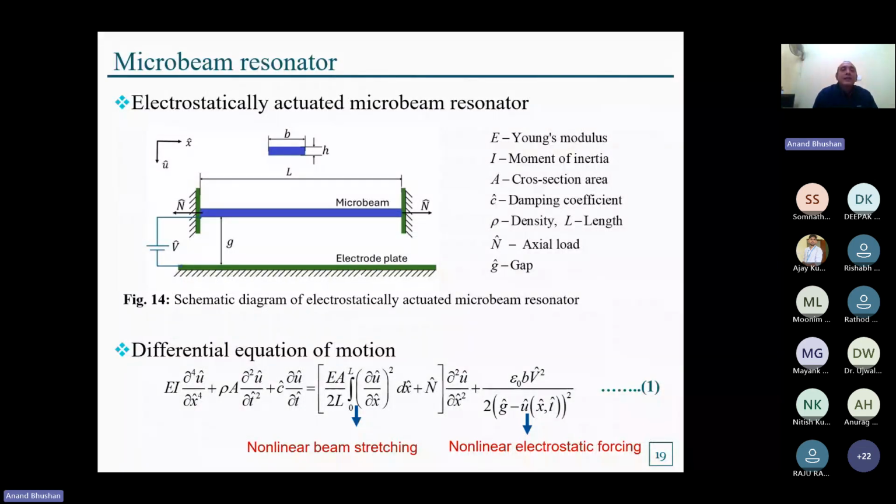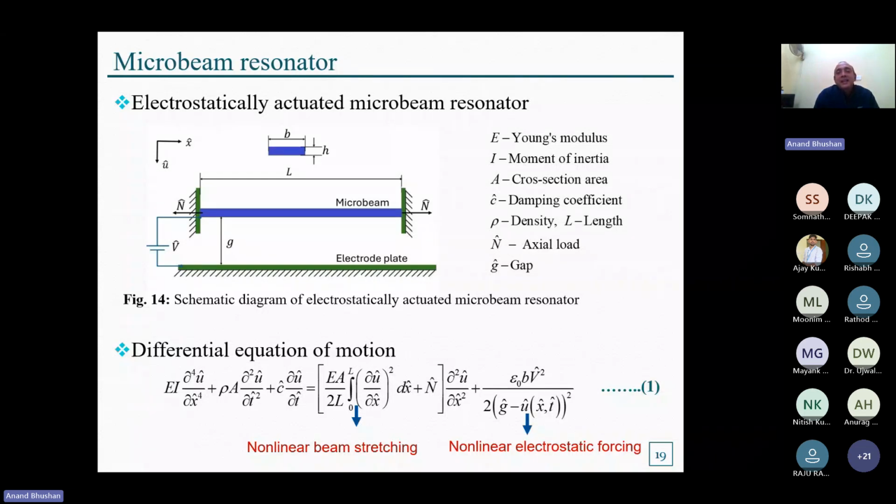Here we can see that equation 1 is the non-linear differential equation which governs the motion of this microbeam resonator. On the left-hand side there are 3 components: one is the bending component, second is the inertia component, and third is the damping component. These always exist in any linear beam. But the right-hand side is important. On the right-hand side, there are 2 components. One is known as the nonlinear beam stretching component. What is this? Actually, this is known as geometric nonlinearity.